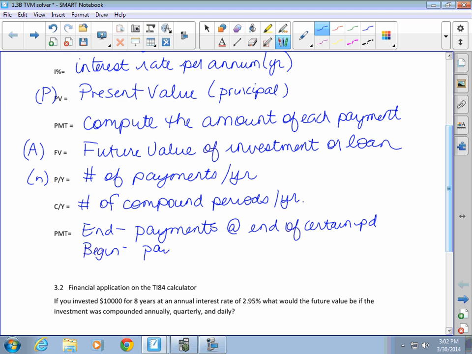So if you're, say, putting in a down payment, you put that on at the beginning of an investment. So at the beginning of a certain period. Okay, so those are the symbols that we're going to come across.